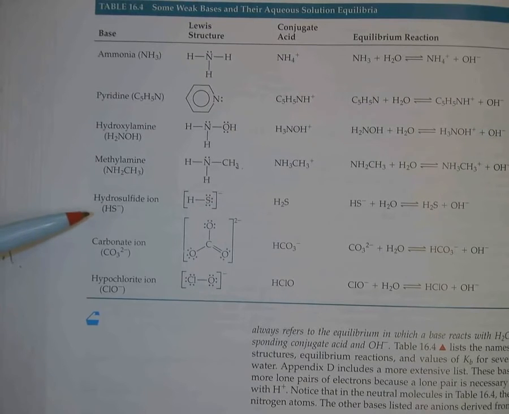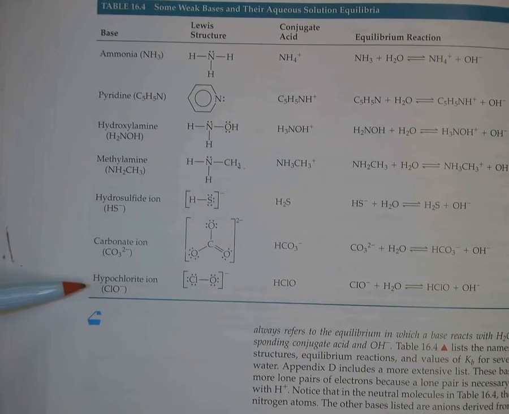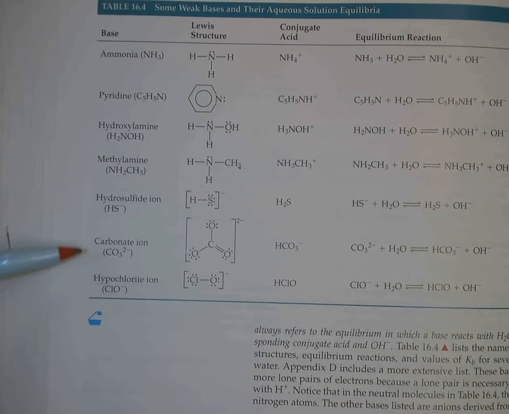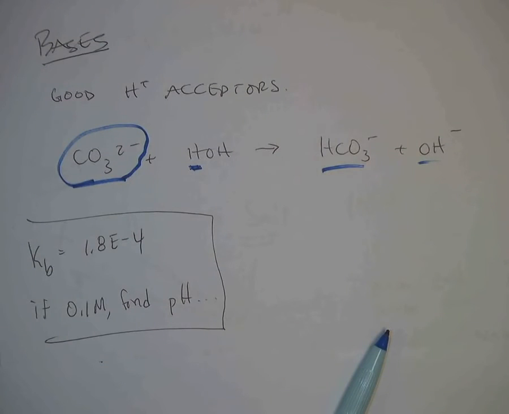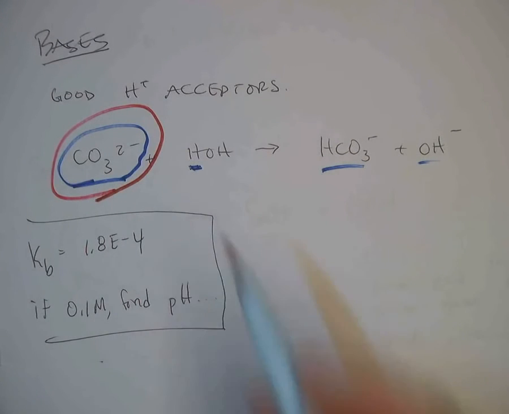Here's a couple other ions that are good bases. Notice the hypochlorite ion. That would be the conjugate base of hypochlorous acid. The carbonate ion, one we're just talking about right now, and a hydrosulfide ion. Okay? So bases usually come from 2 classifications, and one of the primary ones is from anions of weak acids.